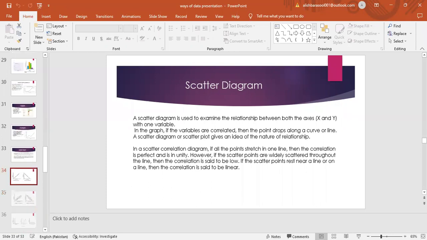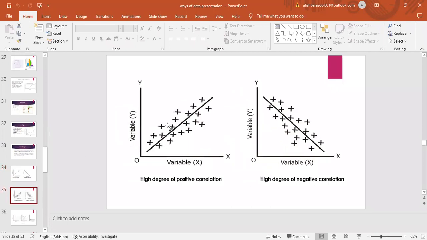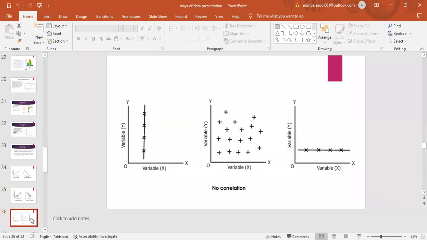If the scatter points rest near a line or on a line, then the correlation is said to be linear. The following shows the perfect positive correlation, and this diagram shows the perfect negative correlation. Similarly, if the points are scattered close to the line, it is a high degree of positive correlation. Similarly, this is a high degree of negative correlation. The following diagram shows no correlation.